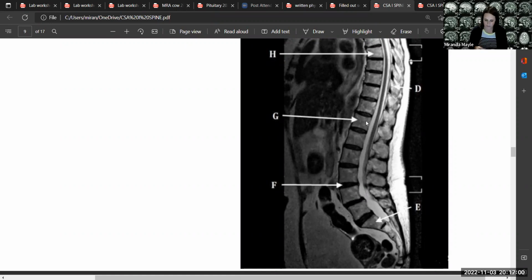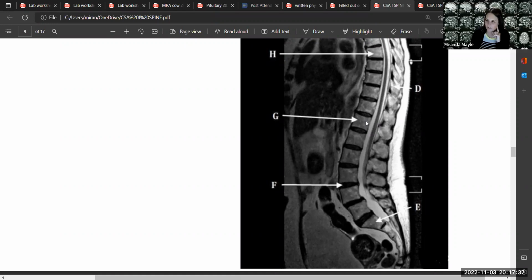How about G? Who knows what G is? Vertebral body. Okay, which vertebral body is it? Which one? The 12th. Which vertebral section? Thoracic. Thoracic, good. So the 12th thoracic vertebra.